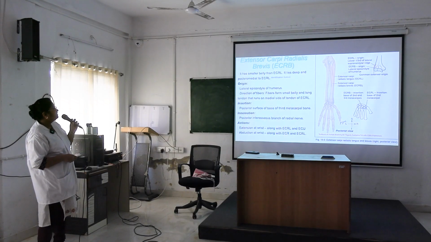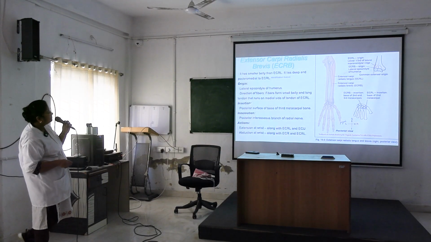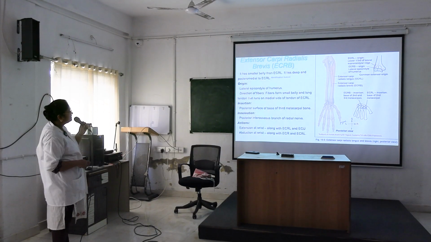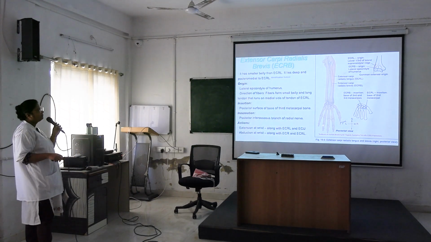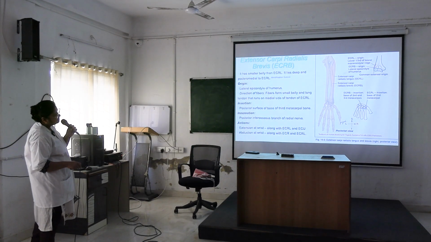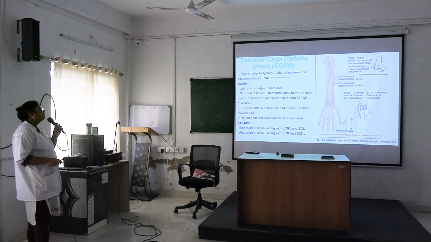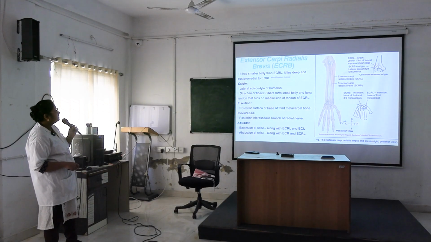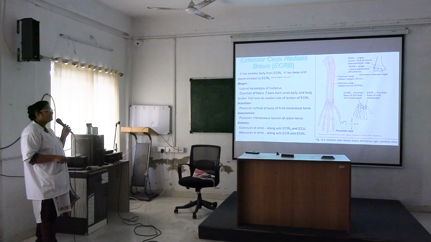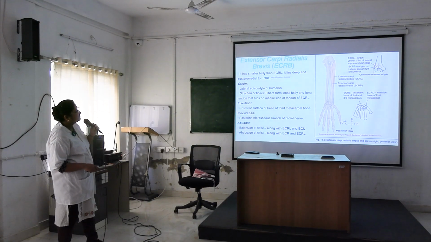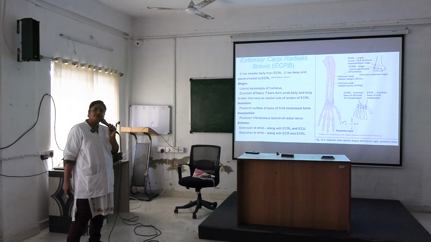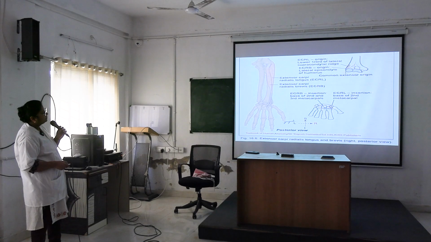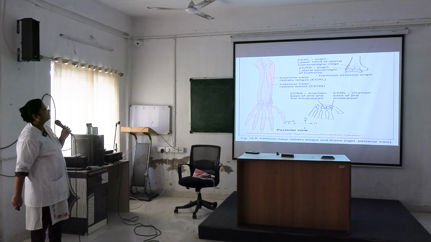Origin is from lateral epicondyle of humerus. Fibers form a small belly and long tendon, which runs on the medial side of the extensor carpi radialis longus and is inserted on the posterior surface of base of third metacarpal here. Nerve supply is by posterior interosseous branch of radial nerve. Action is extension at the wrist joint along with ECRL and ECU, and abduction at the wrist along with extensor carpi radialis longus. Okay, so these are the origins of these muscles. Here are the insertions: base of second metacarpal, base of third metacarpal.